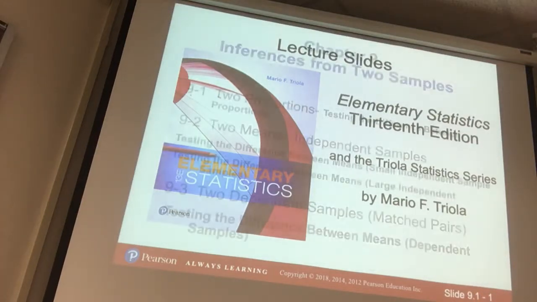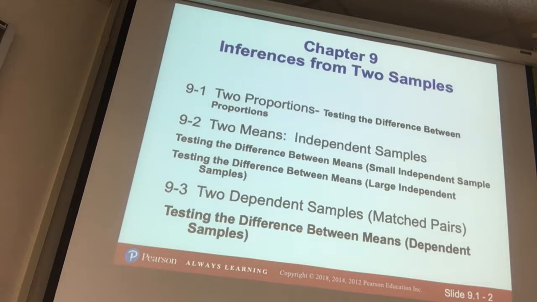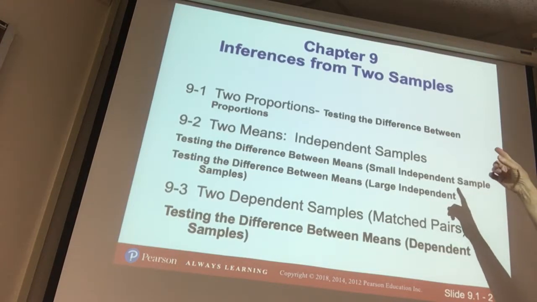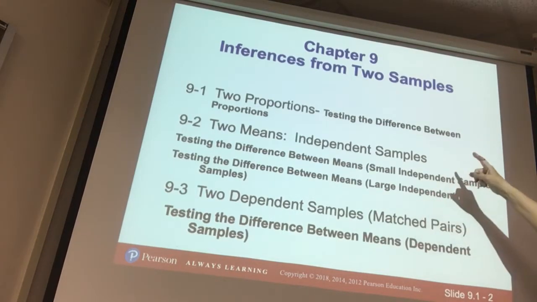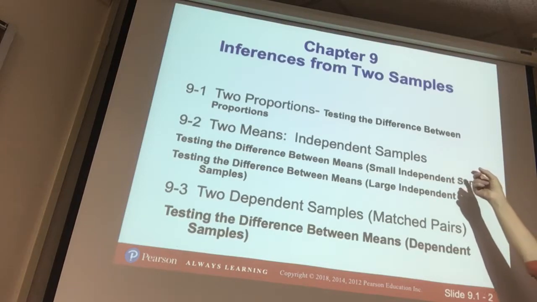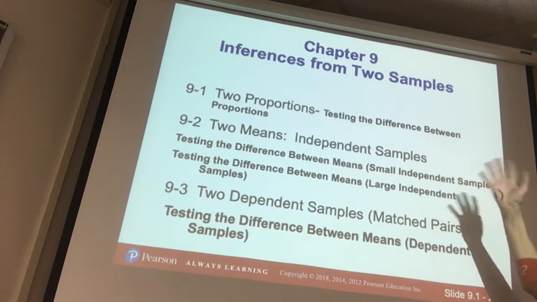So here we are talking about inferences from two samples. So we're going to be doing hypothesis tests with two samples. And what we're trying to do is talk about the differences between the two samples. In 9.1, we're going to be talking about proportions, and we're going to talk about testing the difference between proportions in two different samples.